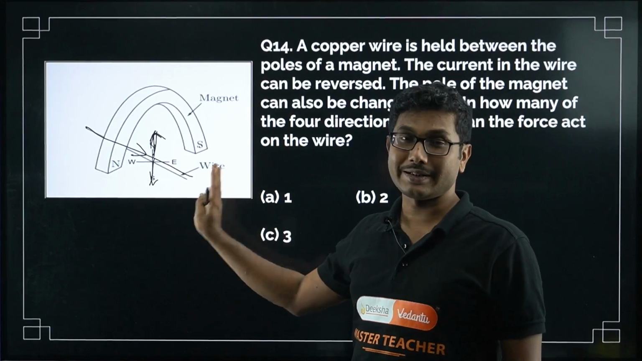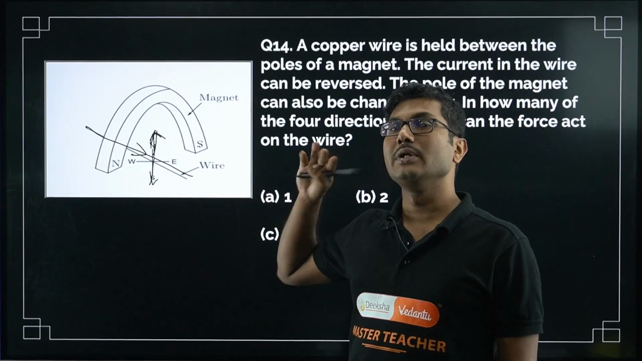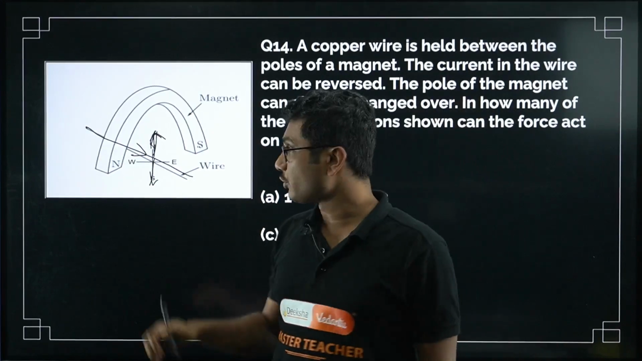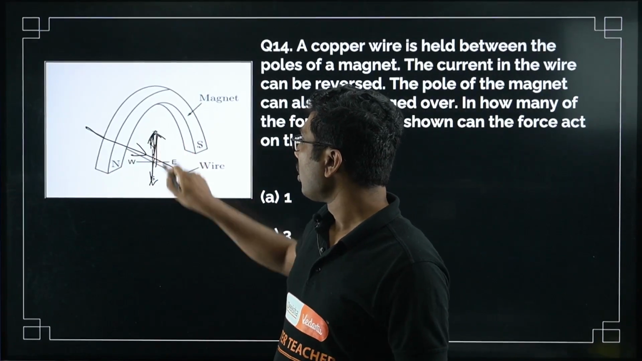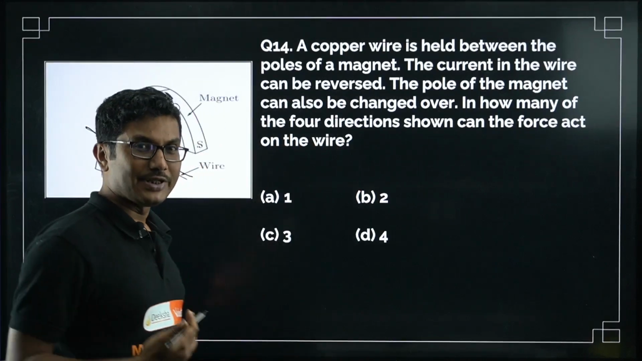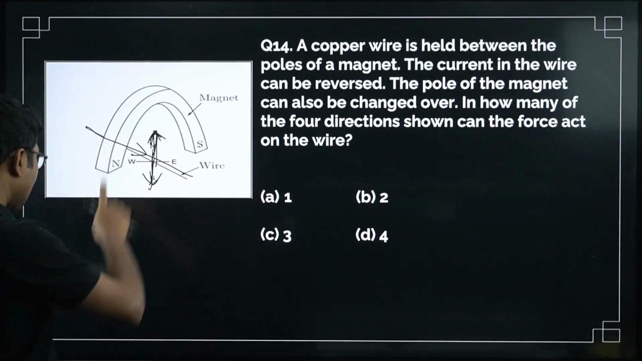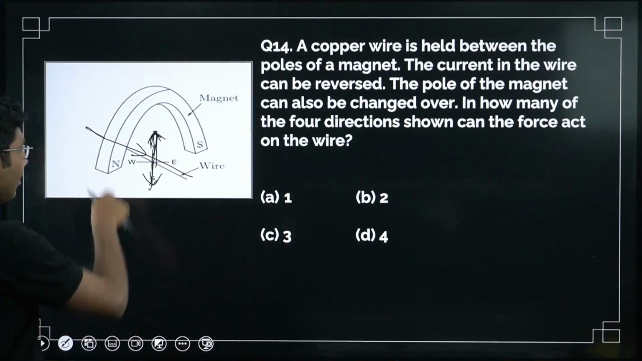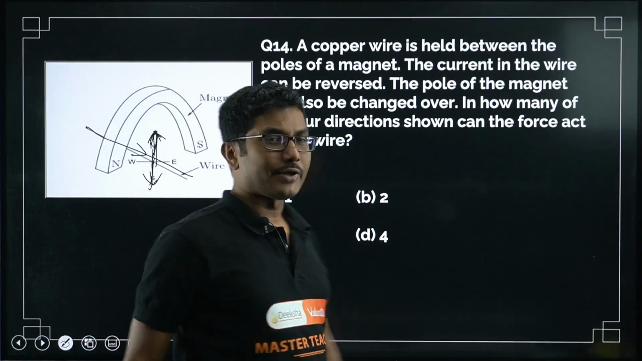If you keep the current the same and reverse the polarity of the magnet, the force will be in the downward direction. So only north or south is possible. The force experienced by the wire can act only along north or only along south. It will not have any component of force in the east-west direction.